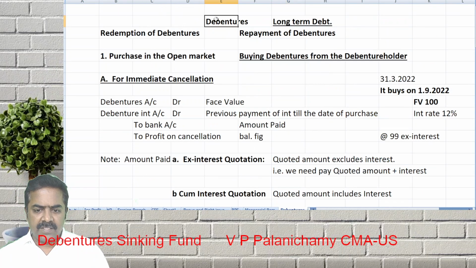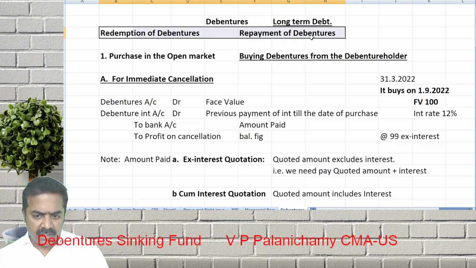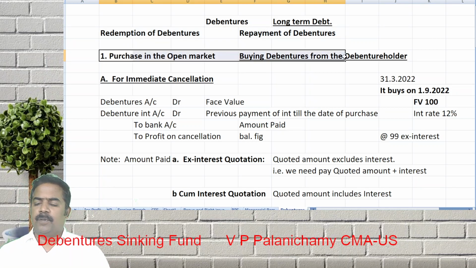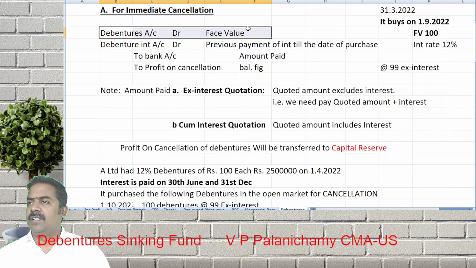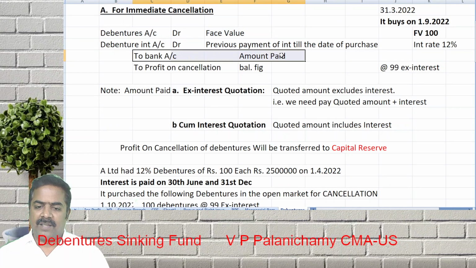We have done debentures. Debentures are part of which one? Long-term borrowings. We had seen how to repay the debentures. First option is which one? Buy in the open market and cancel the debentures. You're just paying for a liability. Debit the debentures account, credit the bank account.